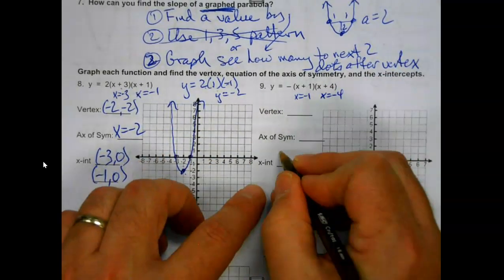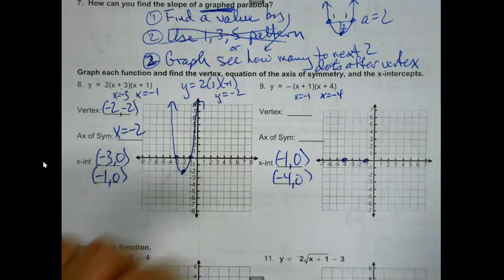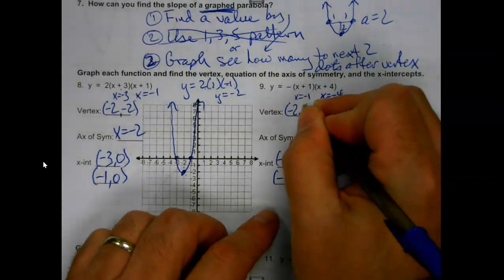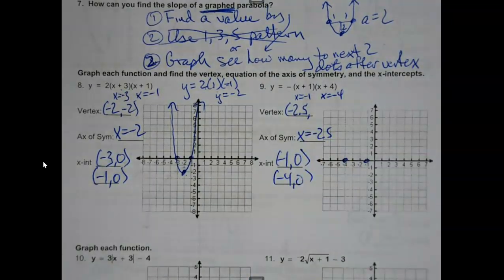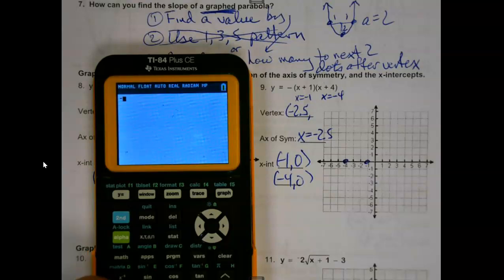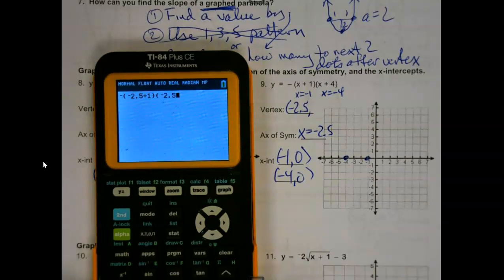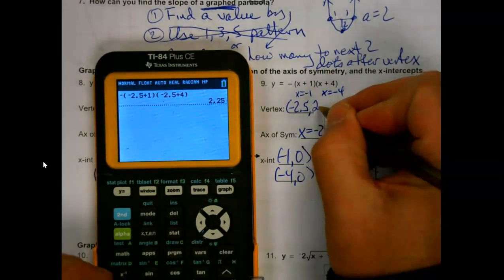Okay, I do it here. -1, -4. Now, the middle of this is a little more interesting. It's -2.5. Ugh. But is it really that bad? No. Okay, if it's -2.5, -2.5 plus 1, -2.5 plus 4. You just got to make sure you type it in right. Yep. 2.25.